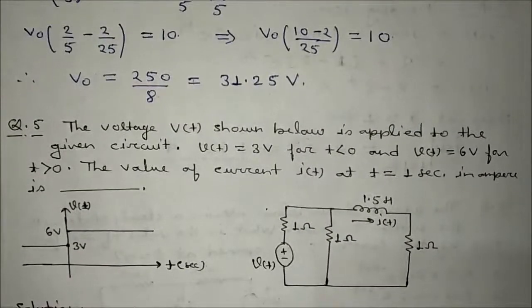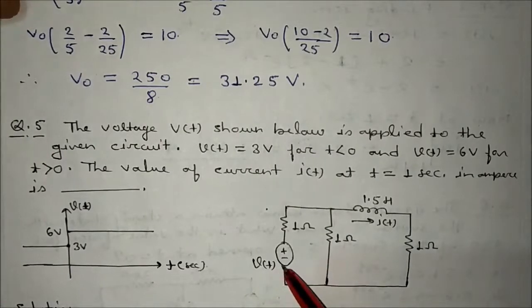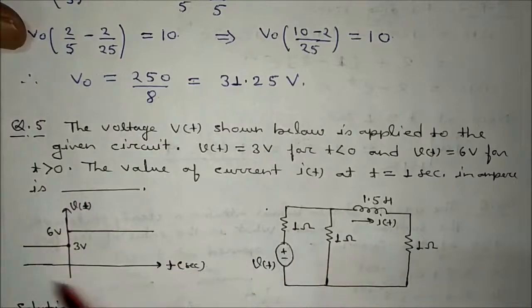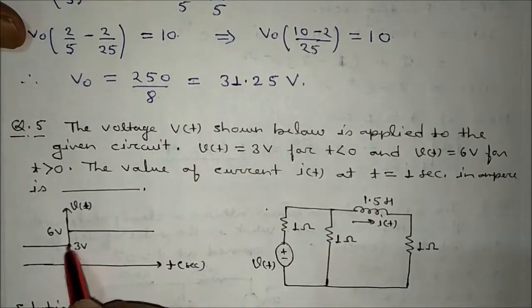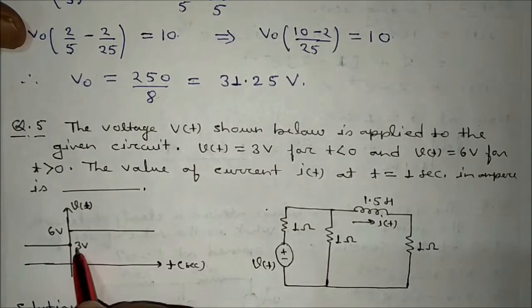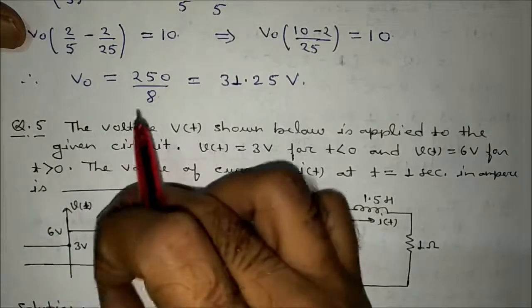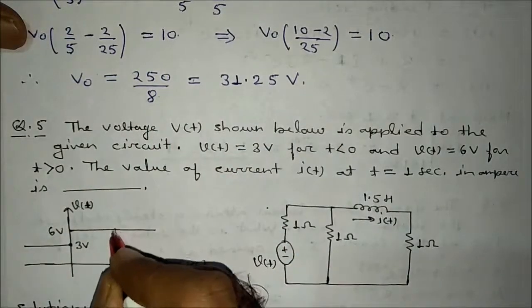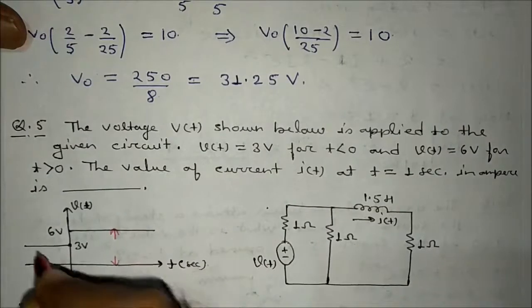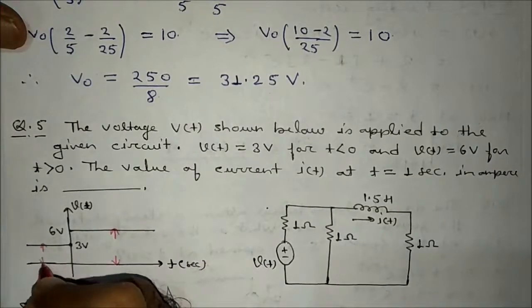Okay, the next problem is what? The voltage V(t) shown below is applied to the given circuit. Okay, this is the input voltage, and its waveform has been given here. See here, before t is equal to 0, what is happening? The voltage value is 3 volt. After t is equal to 0, the voltage value is how much? That is 6 volt. This is 6 volt. This is how much? 3 volt.